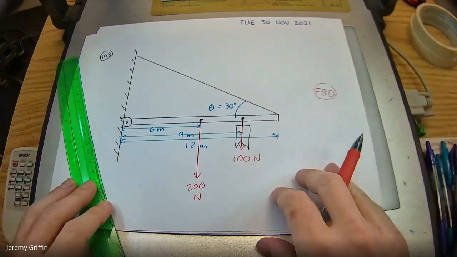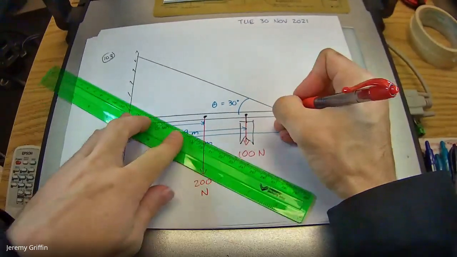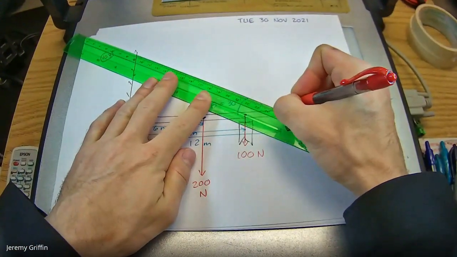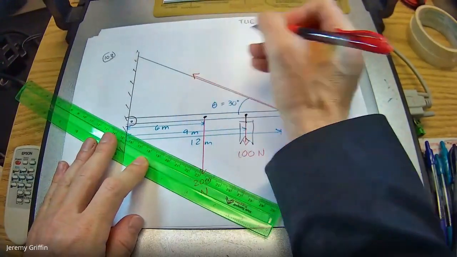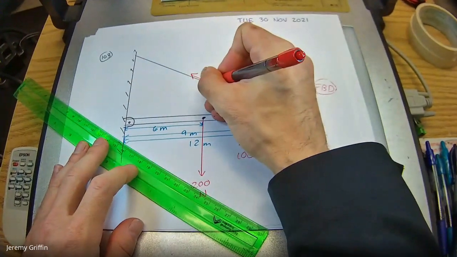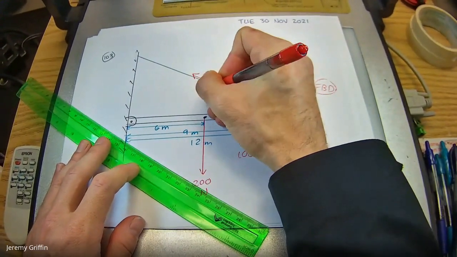Okay, so those are two downward forces. Now there's a tension in this cable, but that tension is pulling at this weird angle. So I'll draw it kind of like that, and I'll label that T for tension. Okay? And that's the question: what is that tension?